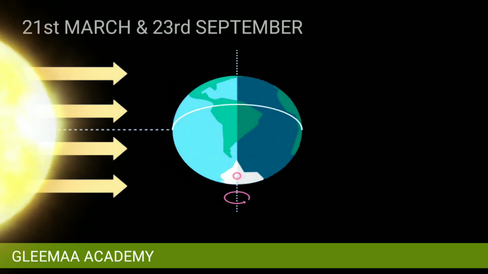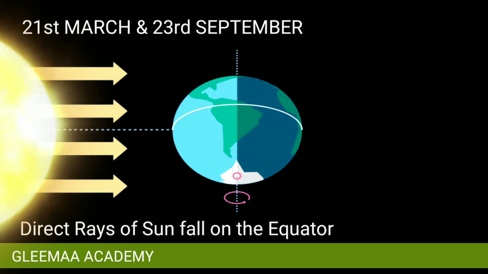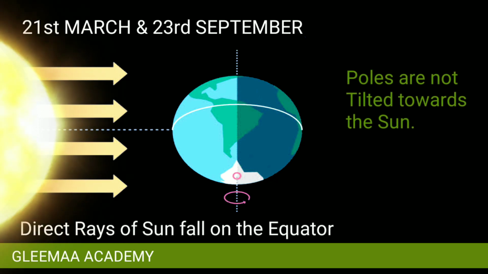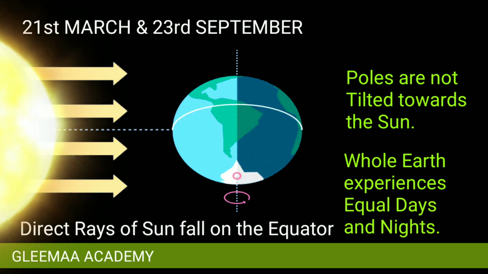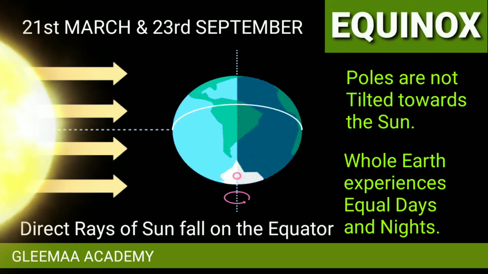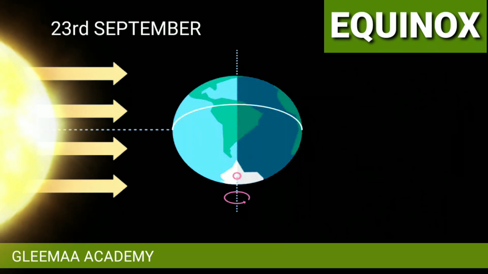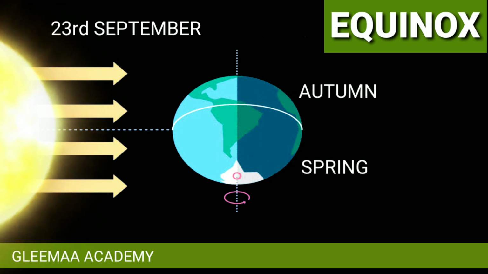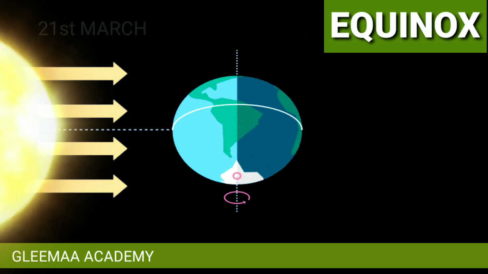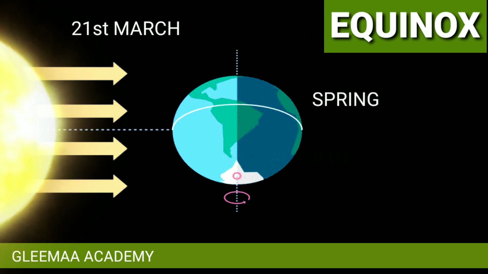On 21st March and 23rd September, direct rays of the sun fall on the equator. At this position, neither of the poles is tilted towards the sun. So, the whole earth experiences equal days and equal nights. This is called an equinox. On 23rd September, it is autumn season in the northern hemisphere and spring season in the southern hemisphere. The opposite is the case on 21st March, when it is spring in the northern hemisphere and autumn in the southern hemisphere.